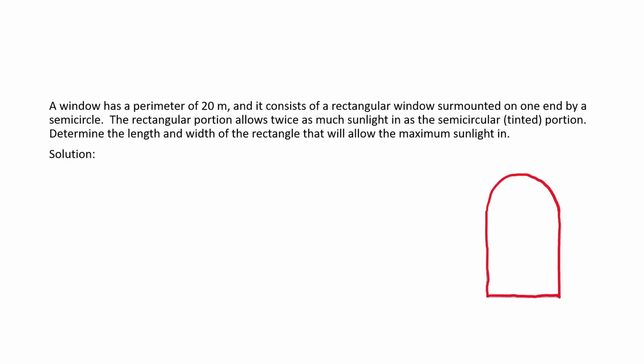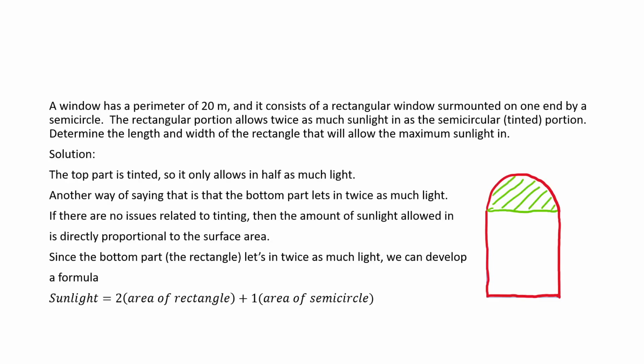So we start with the diagram. And the top part is tinted, so it allows in only half as much light. Another way of saying that is to say the bottom lets in twice as much light, so we'll say it that way. Now, if there's no issues related to tinting, then the amount of sunlight would be directly proportional to the surface area. In other words, any part of the window would let in just as much sunlight.